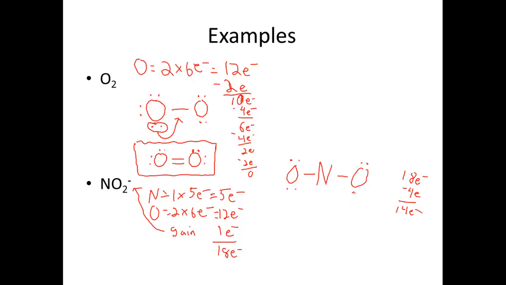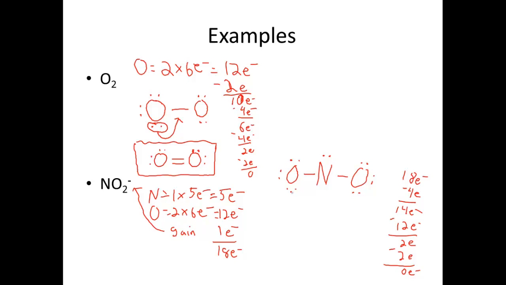6, 8, 10, 2, 4, 6, 8, 10, 12. 2 left. We can't give any more to oxygen, so our central atom gets that last pair of electrons. Now if we look at each oxygen, 2, 4, 6, 8 electrons around it. Oxygen, 2, 4, 6, 8 electrons around it. Nitrogen, sharing 2, 4, 6 electrons around it.